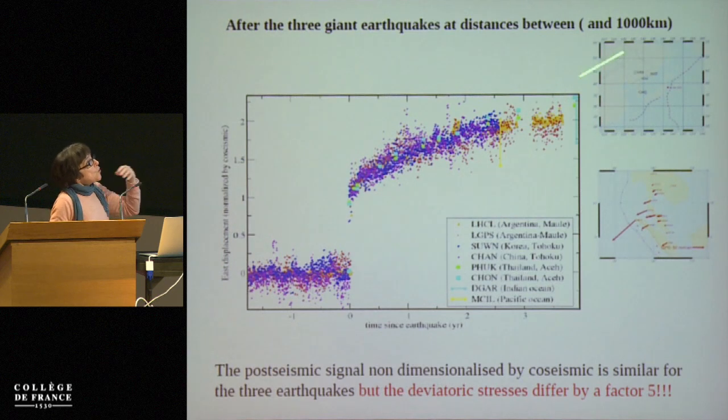Now, the displacement of those faraway stations is governed by the viscosity of the asthenosphere. There is no way that you can have a factor 25 between the apparent viscosities after those various earthquakes. So we have no sign here, at least in this process, of power law creep.